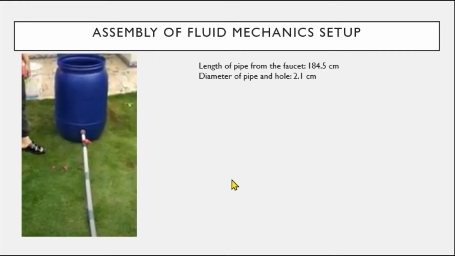This is the assembly of the fluid mechanics setup. The length of pipe from the faucet to the end is 184.5 centimeter, and the diameter of the pipe and the hole in the wall is 2.1 centimeter.